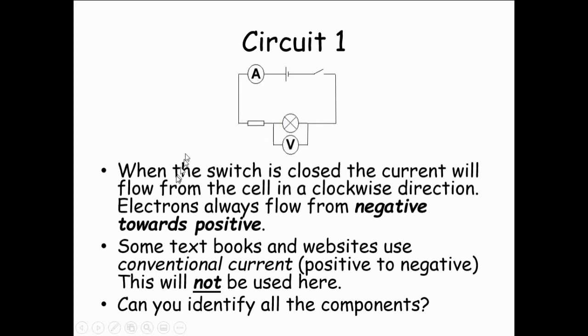So let's talk about how it works. So when this switch is closed, so when this comes down and makes contact with this, you're completing the circuit. So then the current can flow. It flows from the cell in a clockwise direction, because electrons always flow from negative to positive, because the negative charges are attracted to the positive side of the battery. Now, be aware, some textbooks and websites use something called conventional current, which goes from positive to negative. This is not going to be used here, although you will see it elsewhere. Don't get confused with it, just ignore that. Current always flows from negative to positive.